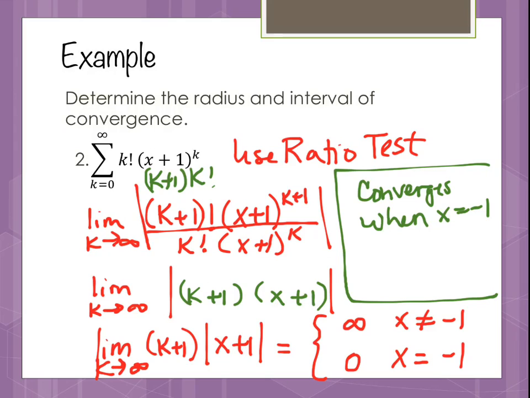Remember, it's always going to converge at least at one point. Diverges everywhere else. And so then the radius of convergence is what? 0. There is no distance around x equals negative 1 for which this also converges. So if it converges at only one point, that radius of convergence is actually 0.